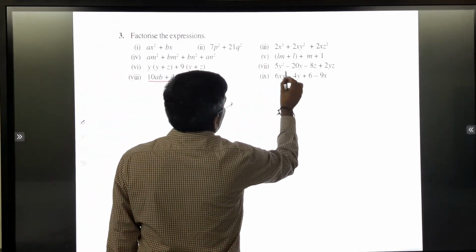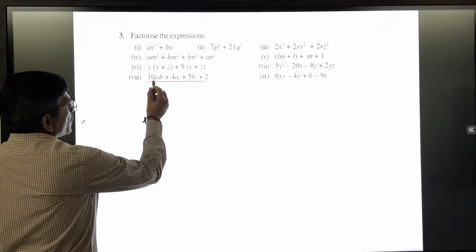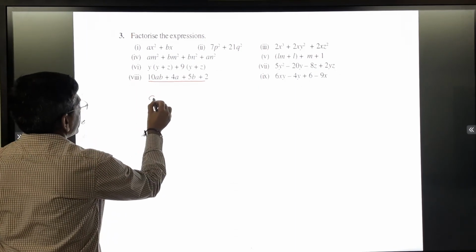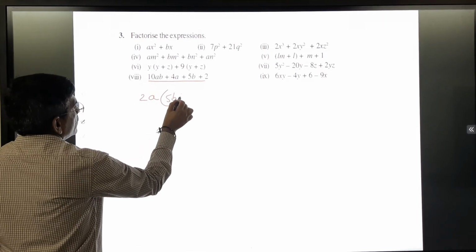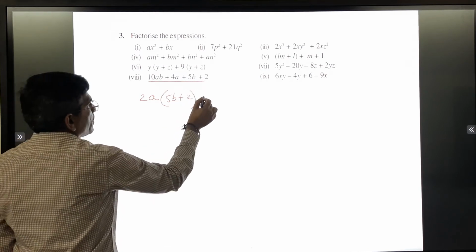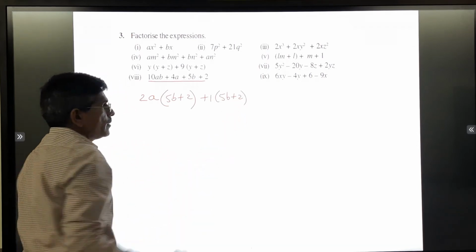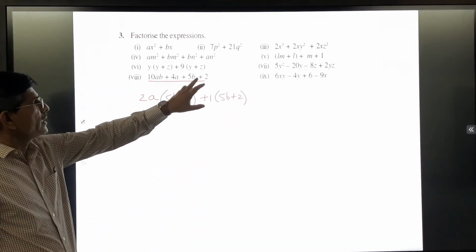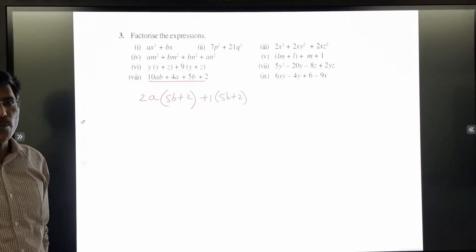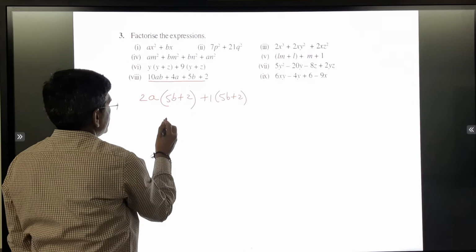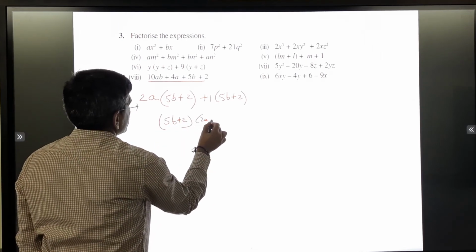If we cannot make a common factor, we have to rearrange the terms. If you see here, I will make a common with 2. So in bracket I have to write 5b plus 2. Already 5b plus 2 is there in the brackets. So I have to make 1 common outside. When no term is common, in the third and fourth term, 5b plus 2. So we have to make plus 1 common. So in bracket we can write 5b plus 2. So the answer is (5b plus 2)(2a plus 1).